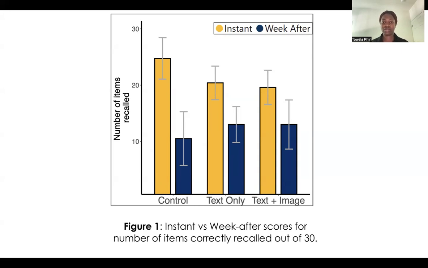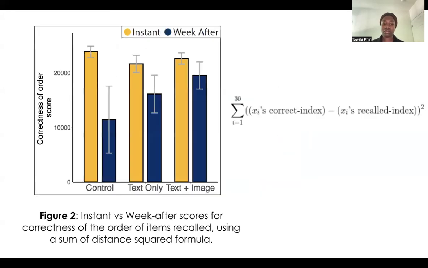And as you can see here, the instant is actually very high for control and higher than the text and the image, sorry. And as you can see, a week after, however, the text and image outperformed the control. So we also see a similar trend in figure 2 where we measure the correctness of the order.